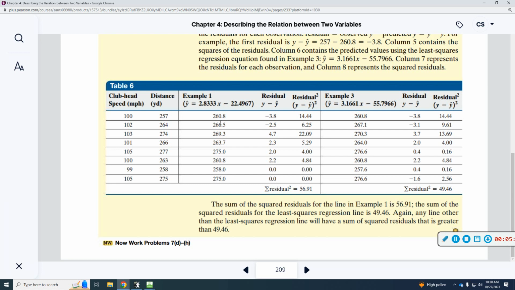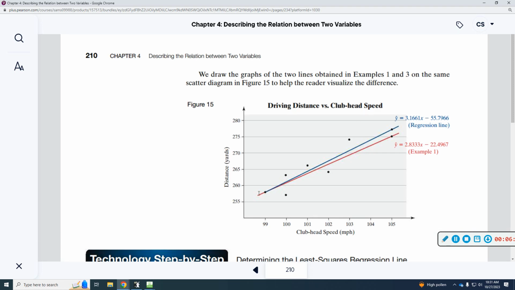This one is showing you that if you use this equation, you get these residuals, you square them, you sum them up, and this is what you get. Using this equation, you take the difference between the actual value and the predicted value, you square them, add them all up, and we get 49. So it's saying that in example 3, this equation is going to be a better predictor for a least squares regression line than this one. So that's the residual squared, those two lines that they were just showing.